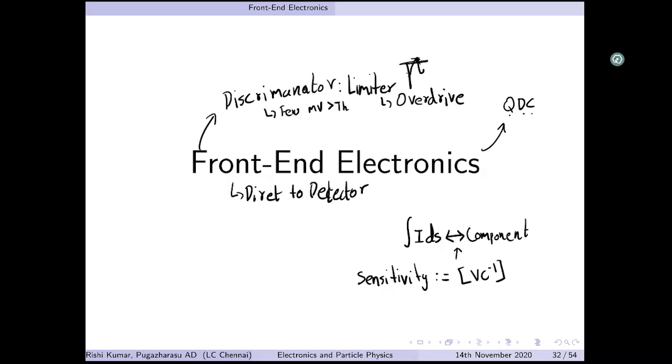It needs a gate signal to set the integration time, and the gate is active during that period. The result of the current integration is then converted and stored in a digital format, and it's read through the DAQ, the data acquisition system. So you see QDC, you go to DAQ right after. We'll be using these quite a lot. QDC is charge to digital converter, and DAQ is data acquisition.